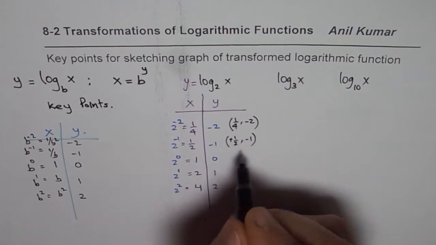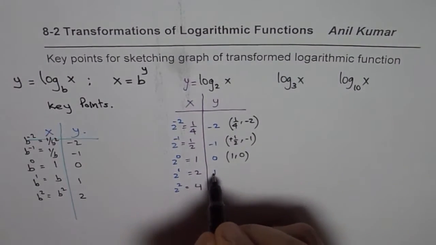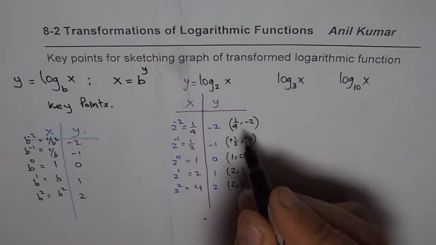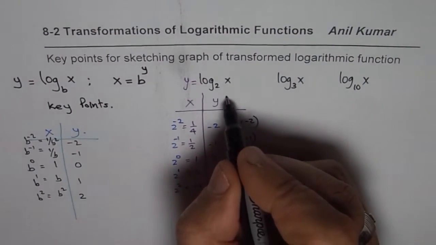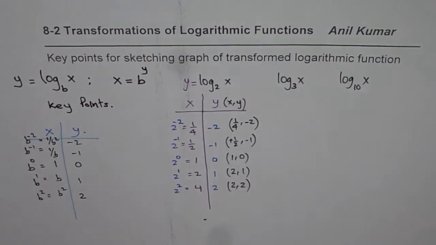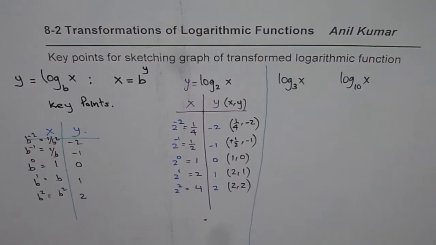Plus half, y is minus 1. X is 1, 0. 2, 1. And 4, 2. So that is how you get the coordinate points in the form of x and y. Do you get the idea? Now, with this, you can actually do all, right?